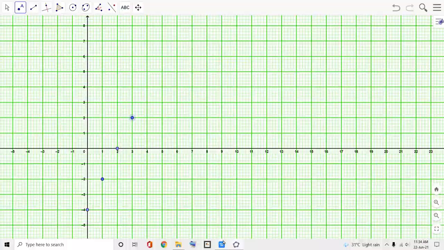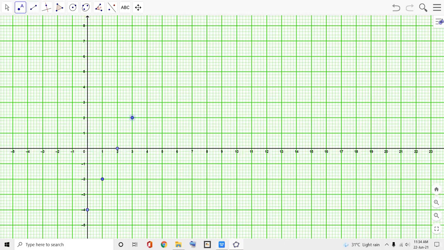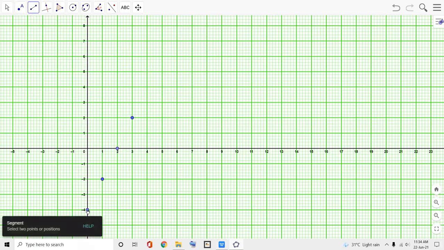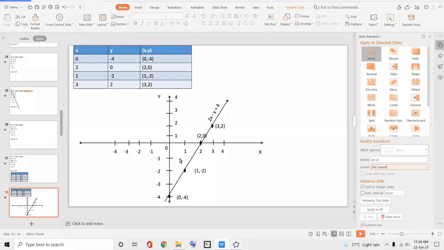So all our points are done. Now we will make a line joining these points. So let us take a line and we'll start from here. Take the third point and the fourth point. So yeah, like this. So this line represents the equation 2x minus y is equal to 4.